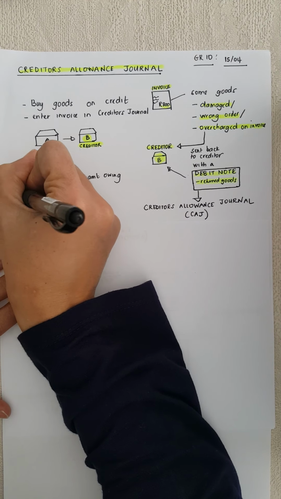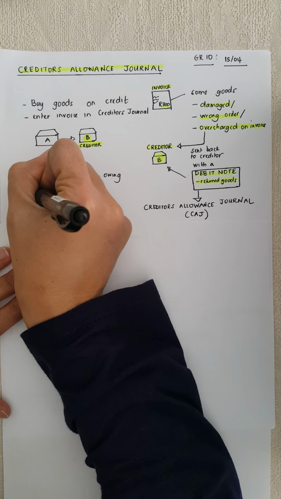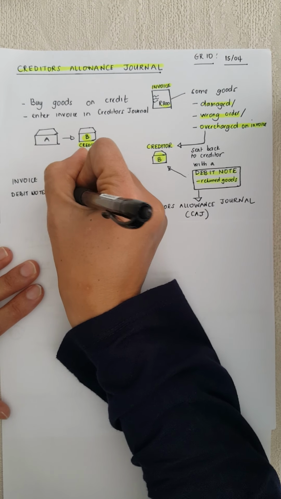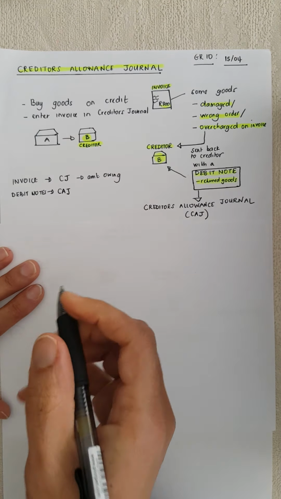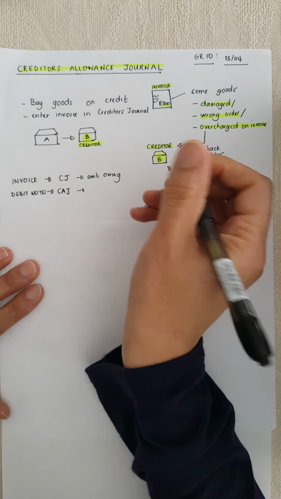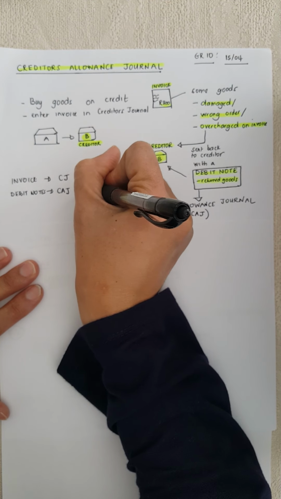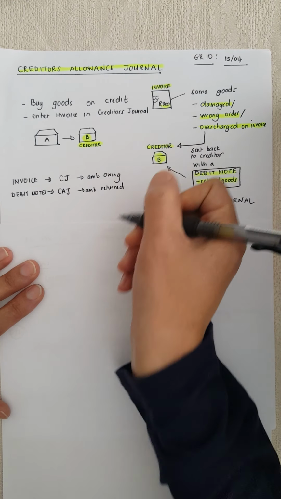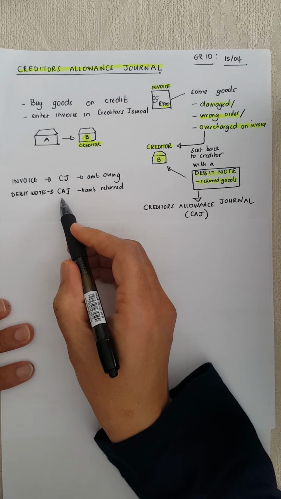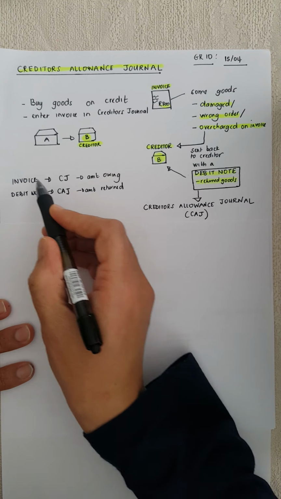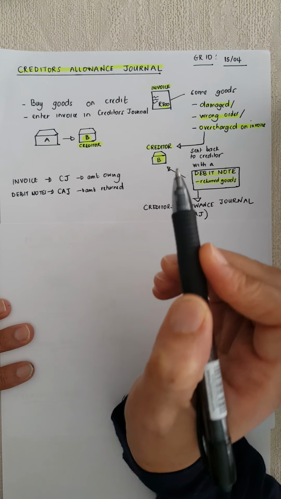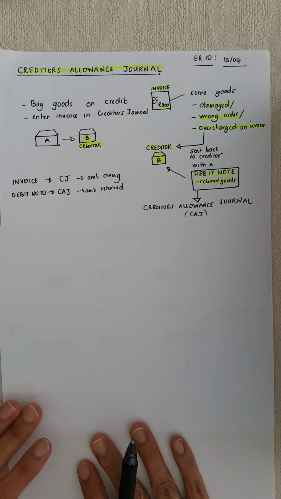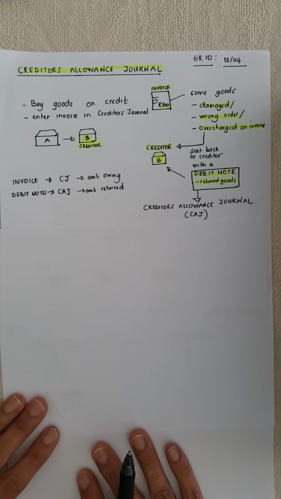Then my debit notes are for when I filled out a debit note for any of those invoices where I want to return goods to my creditor. These ones are the amounts returned. So your creditors allowance journal is actually making these invoices less, so it's making the amount you are owing your creditor less, right? So we're going to go through the transactions and then you're going to be able to understand it.